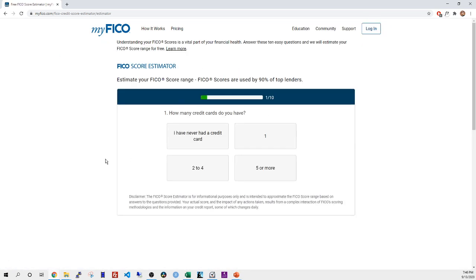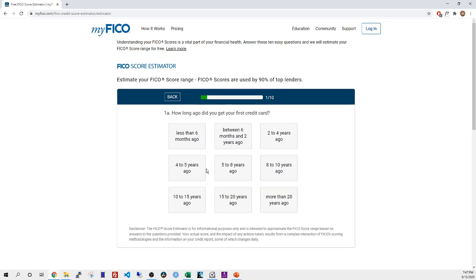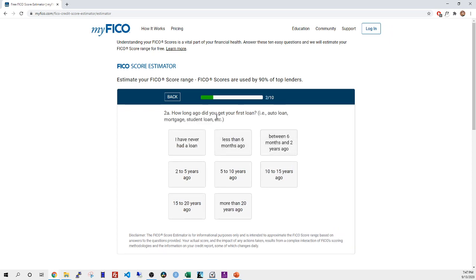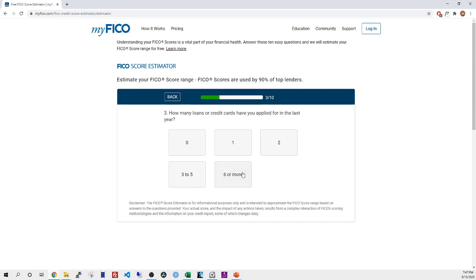So first I'll go through and answer these as an average person might. How many credit cards do you have? Between 2 to 4. How long ago did you get your first credit card? It was 2 to 4 years ago. How long ago did you get your first loan? Auto loan, mortgage loan, or student loan? Well, that would have been about 5 to 10 years ago. I got my first student loan when I was beginning university.